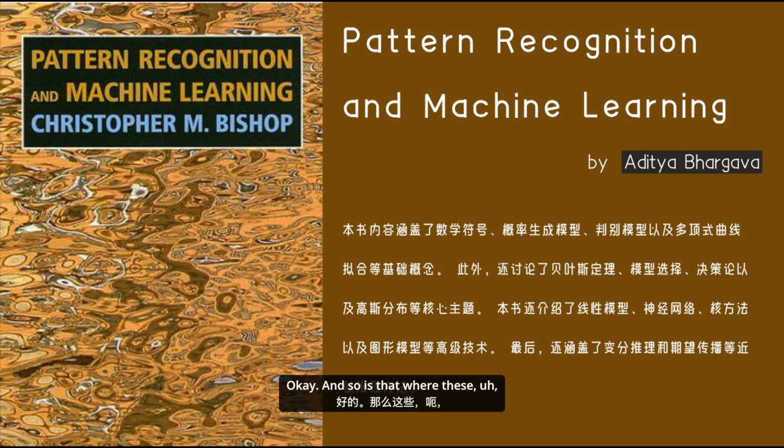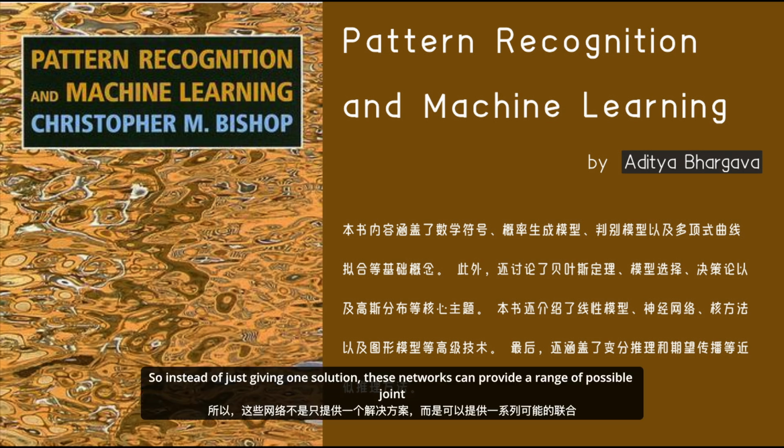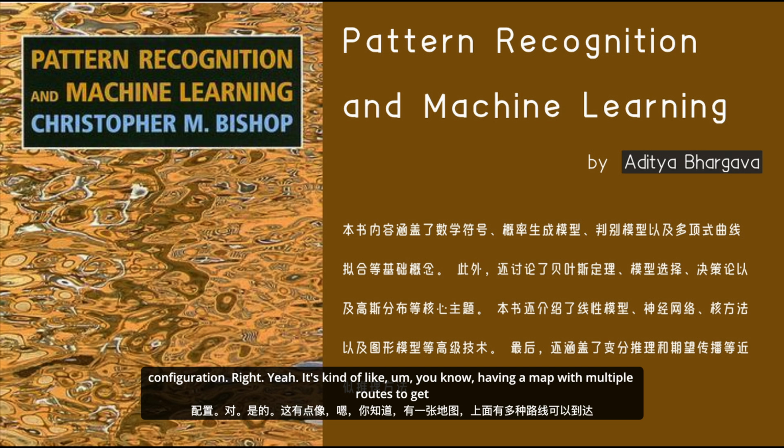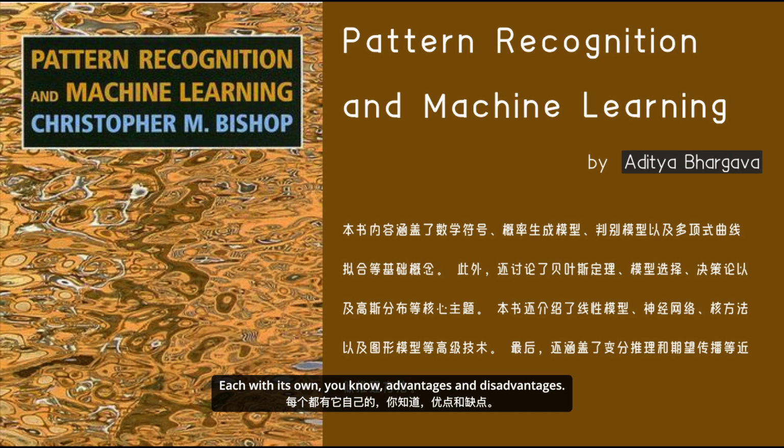Yeah. Okay. And so is that where these mixture density networks come in? Exactly. Yeah. So they can model these multimodal solutions. Okay. Which basically means there are multiple correct answers. So instead of just giving one solution, these networks can provide a range of possible joint configurations. Right. Yeah. It's kind of like having a map with multiple routes to get to your destination. Okay. Each with its own advantages and disadvantages.